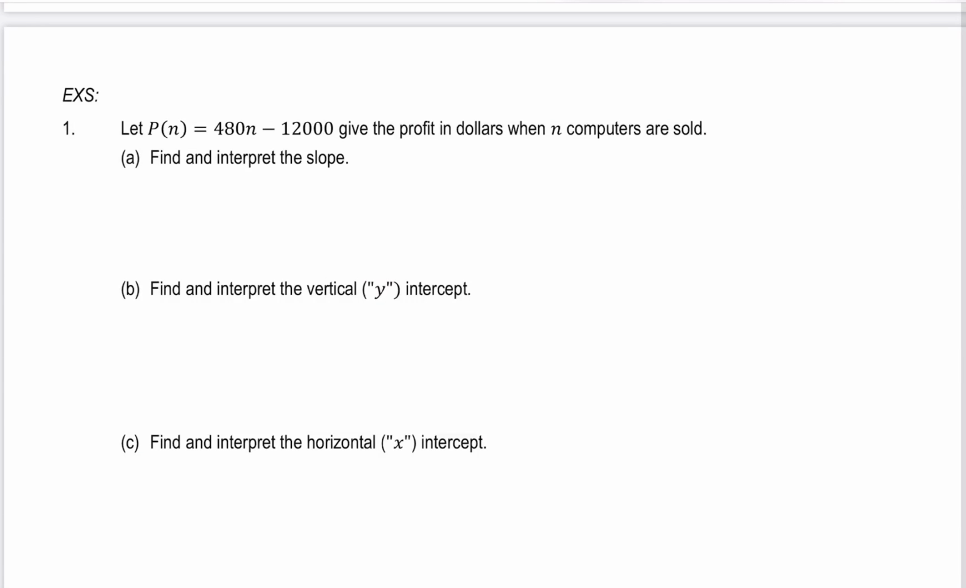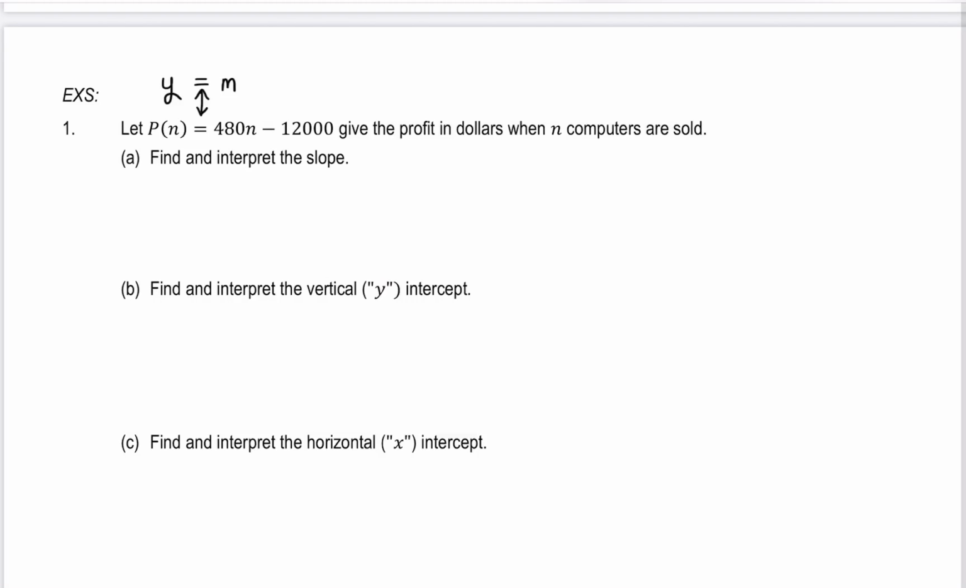Right, we are going to wrap up this review of lines, section 8.1, with some application problems. So, number one, let P of n equal 480n minus 12,000 give the profit in dollars when n computers are sold. The first thing I want you to notice is this is a familiar form. P of n is like an f of x, like the output, like the y equals, and what we have here is like the input.